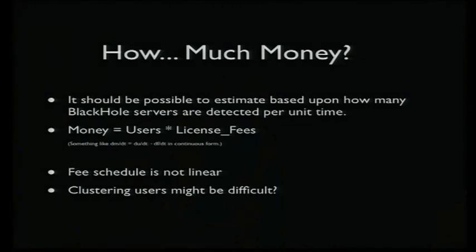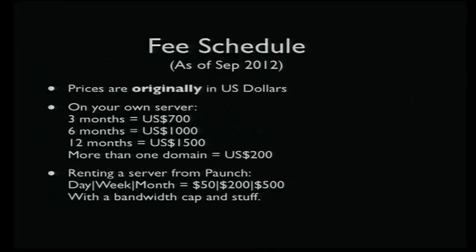So, why? For the money, basically. The question is how much money? I reason that it should be possible to calculate, or at least estimate, some upper and lower bound on just how much money Paunch, I think I'm pronouncing that right, is making on this business. This is basically the reasoning. And this is actually still current, really.